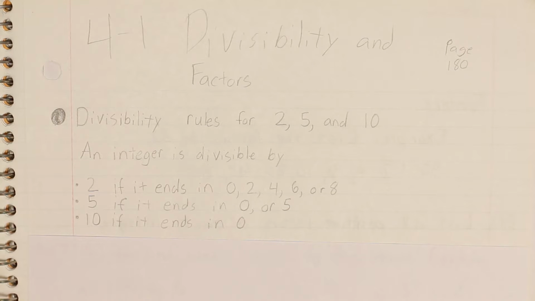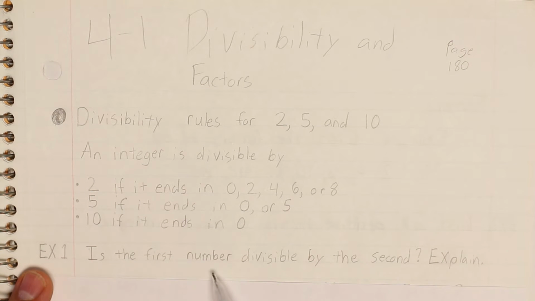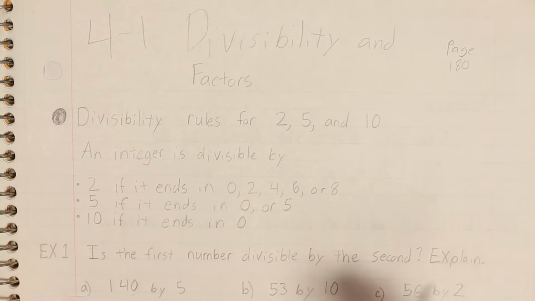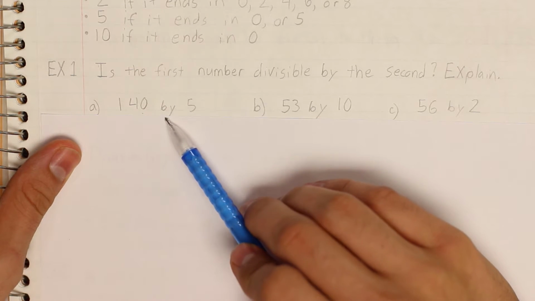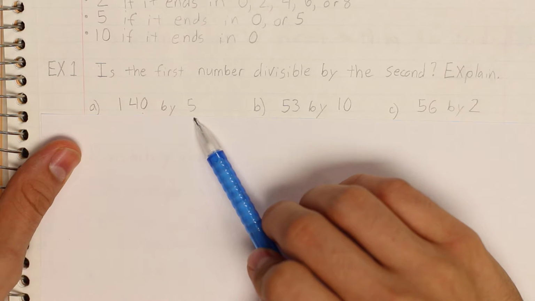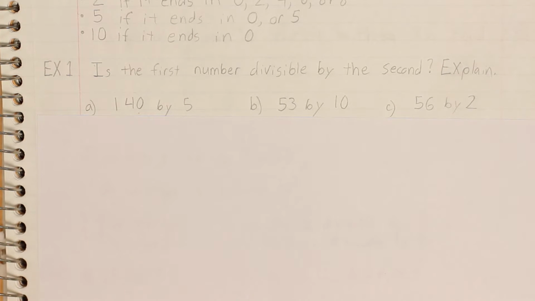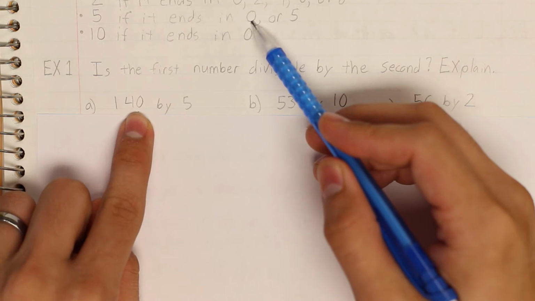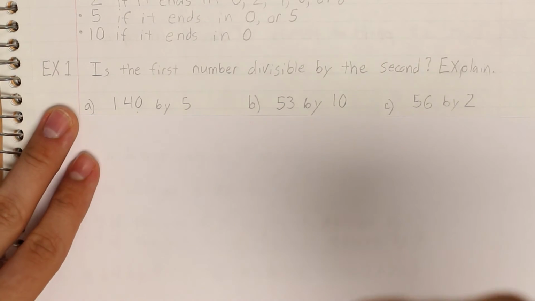Okay, so some of you are thinking, wait, what does all that mean? If you need to pause it, remember, pause it. Let's look at some examples so you get an idea of what it means. Is the first number divisible by the second? Explain. We'll take a look here. I have 140 by 5. We're saying, is 140 divisible by 5? Well, yes, it is. If I divide this, it all will work out. You can do the math to find it out if you really, really want to. Or you could just take my advice, because it ends in 0. So that means it is divisible by 5, so it works out. So the answer for this is going to be yes.